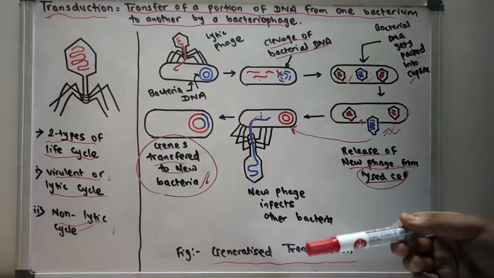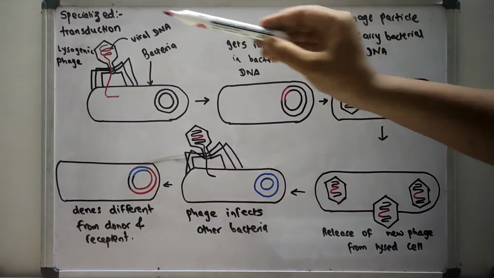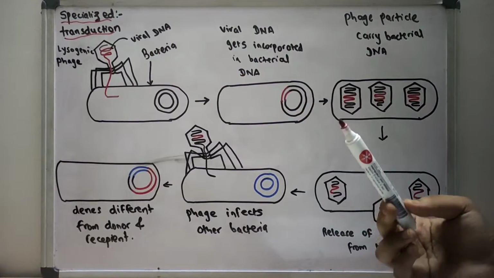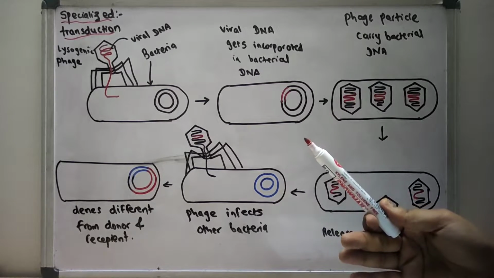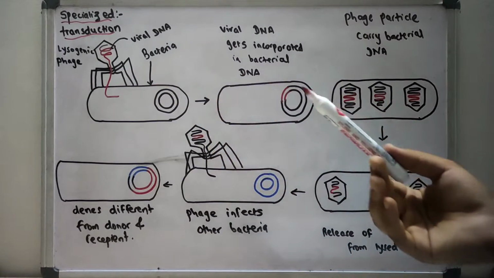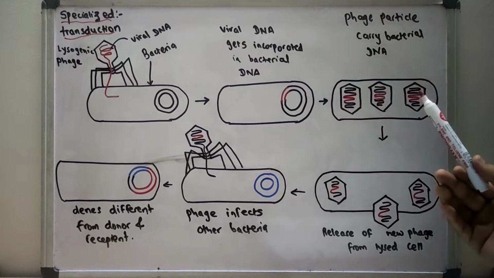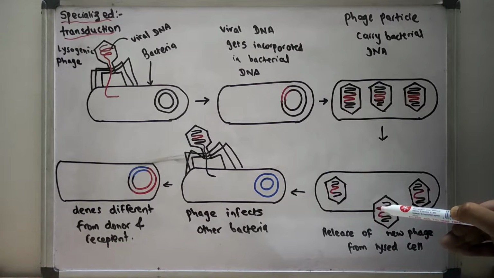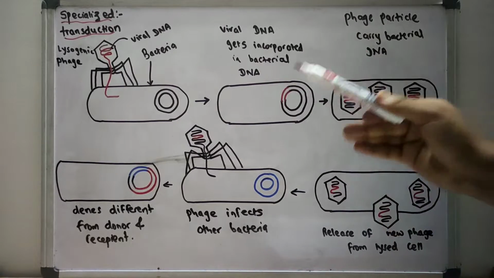Now let us move towards the specialized transduction. As I have already said, it is an excision event. I'm going to describe it briefly in the beginning, then I will go through it step by step. So the lysogenic phage infects the bacterium, and the viral DNA is incorporated into the bacterial chromosome. When the phage DNA is excised, flanking bacterial genes may be excised with it. So the DNA is packed into the phage capsid and can infect another bacterium.